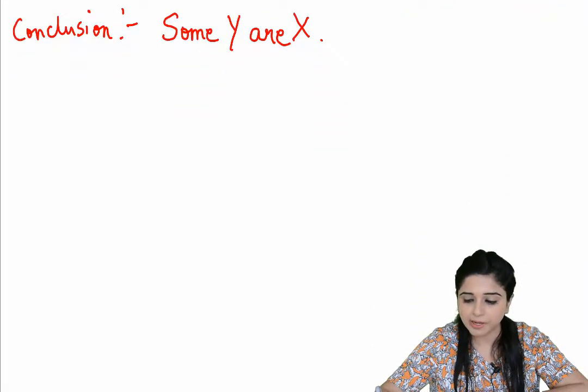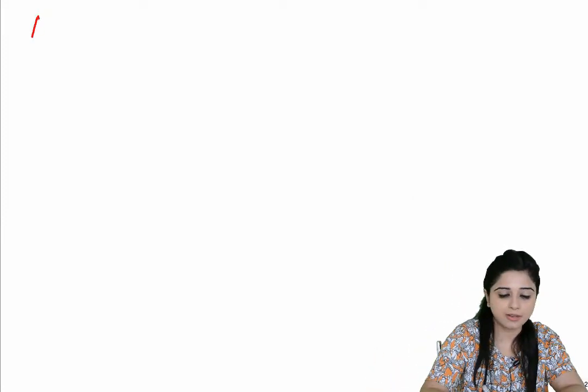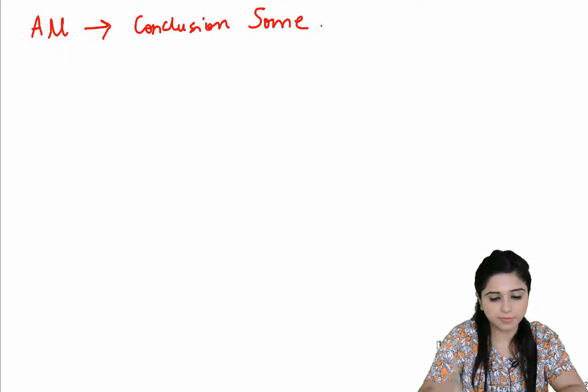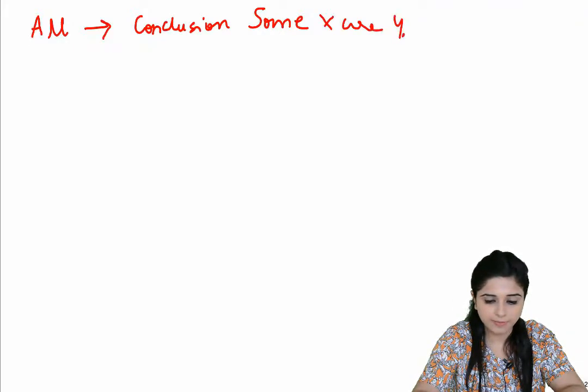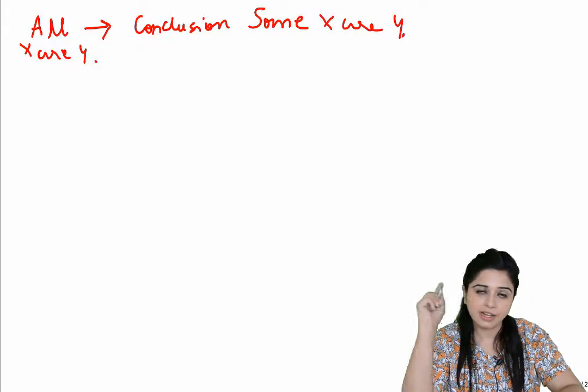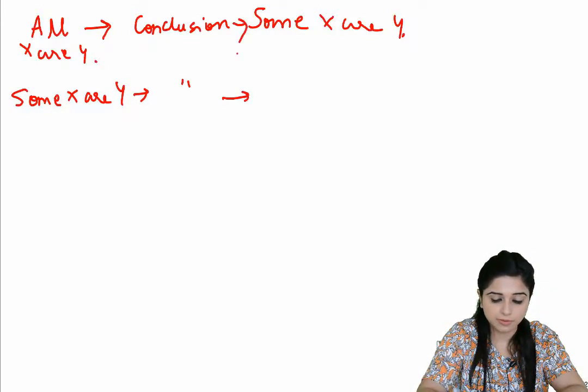Now, a slight side note. You noticed how we did the first statement, which was the all statement. What was the conclusion over there? The conclusion was some, right? Some x or y. We're talking about all x or y over here, right? Now when we did the some x or y, what's the conclusion? Conclusion is some y or x.